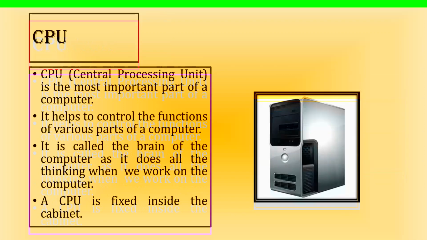Next is the CPU. This is the CPU. Here is the on and off button. In a box, it holds the parts that perform the controlling functions of the computer. CPU stands for Central Processing Unit.